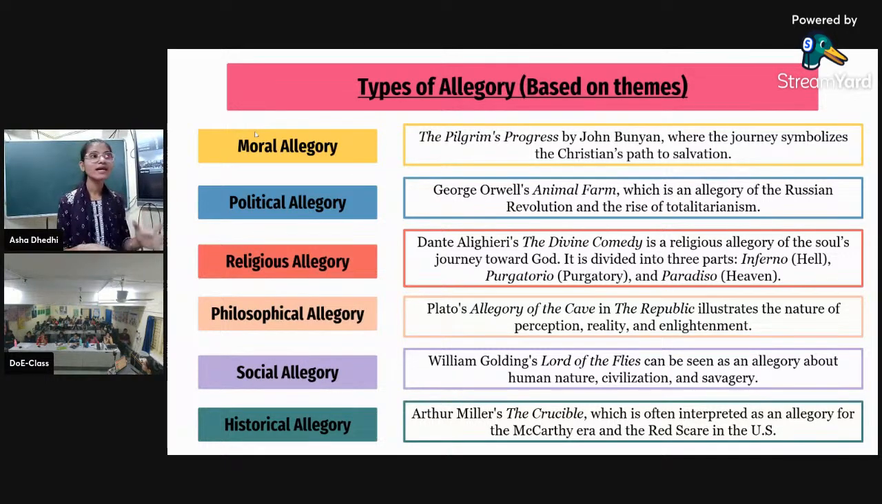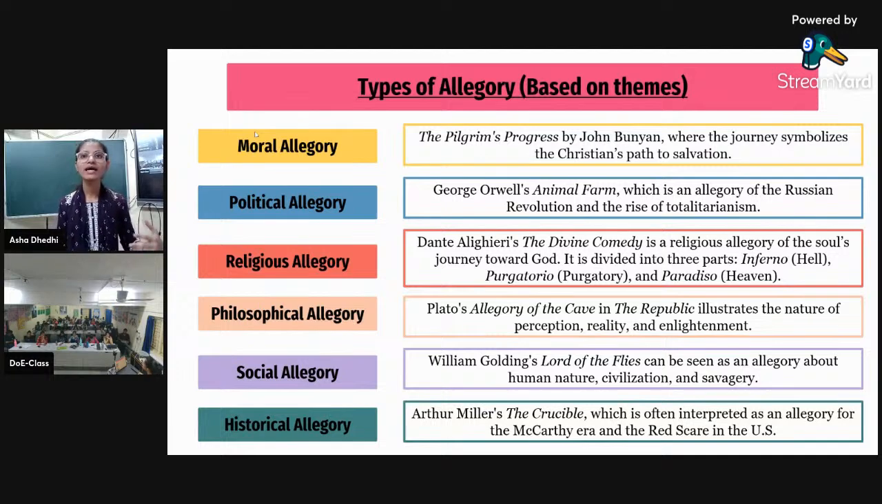And they are using certain characters which do not exist in real life. So they have given the theme of the Russian Revolution, but the writer is not directly mentioning that this story is based on the Russian Revolution.